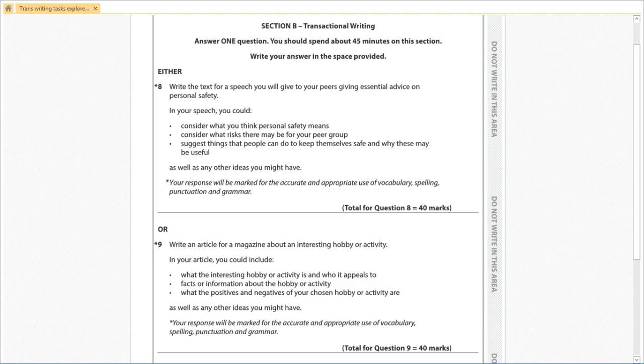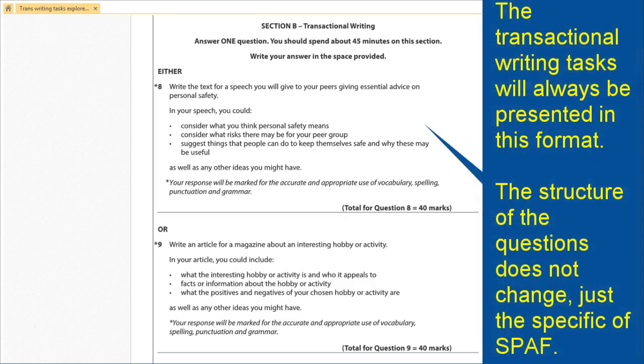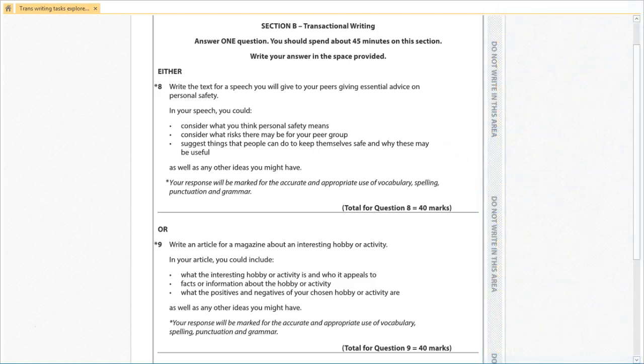the way the transactional writing tasks are presented on the actual exam papers, because the way they're presented, the wording of them and the way they look is going to be the same whichever exam series you actually sit your exams in. So in this short tutorial I'm going to take you through transactional writing tasks as they're presented on an actual exemplar exam paper from Edexcel, and explain the things you need to know when you're looking at these in the exam. On your screen you can see Section B, the transactional writing section of a Paper 2.